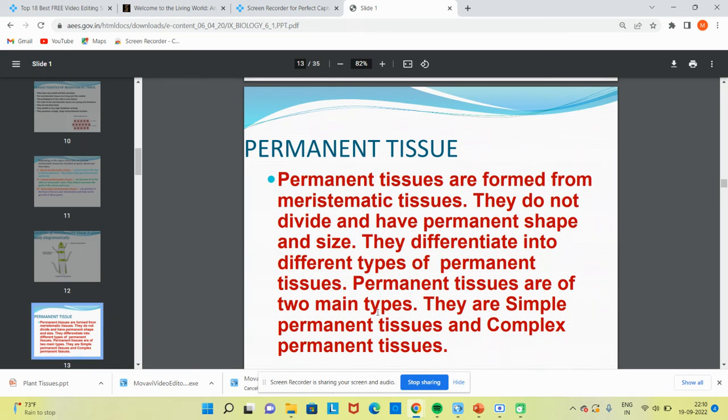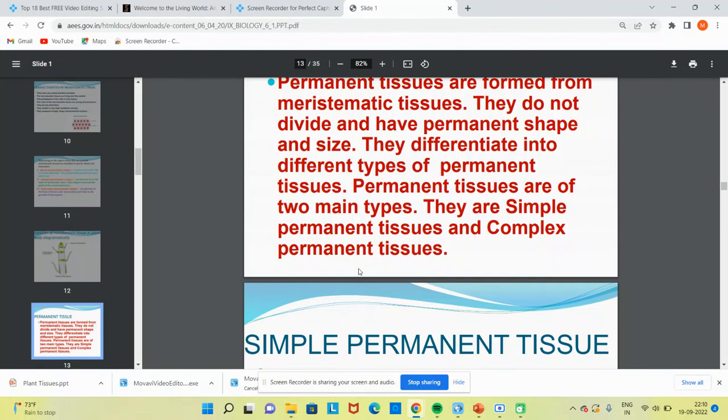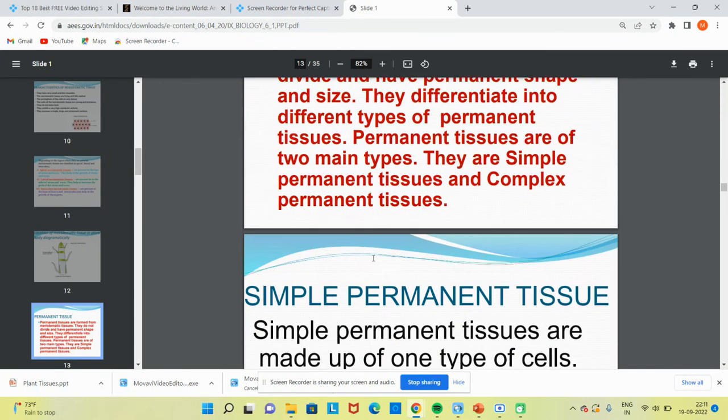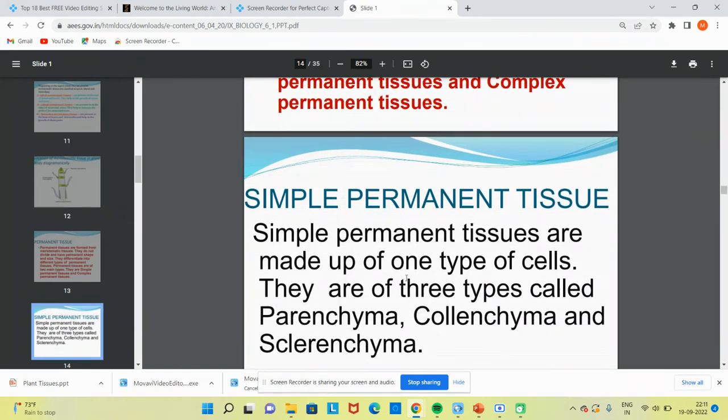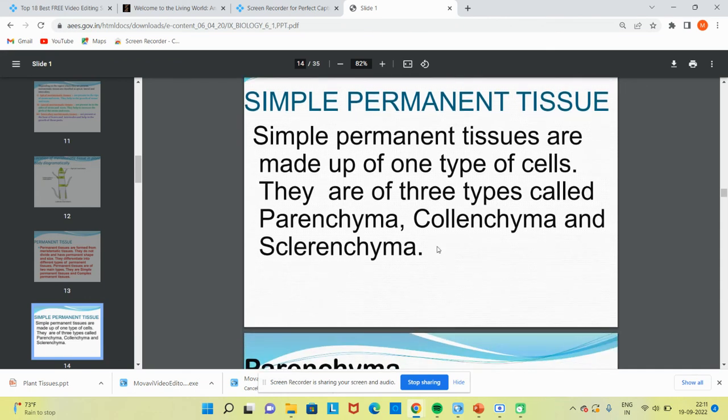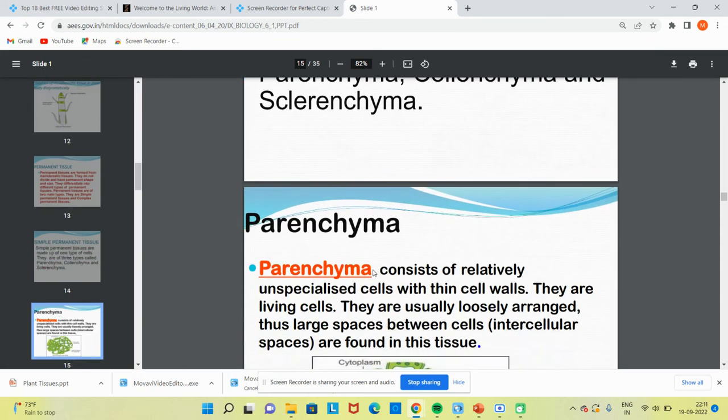Permanent tissues are of two main types: simple permanent tissues and complex permanent tissues. Another type is also there, that is special tissues, so we will discuss this later. Mainly we discuss simple permanent and complex permanent tissues. Simple permanent tissues are made up of one type of cells, and there are three types of simple permanent tissue. The first one is parenchyma, the second one is collenchyma, and the third one is sclerenchyma.